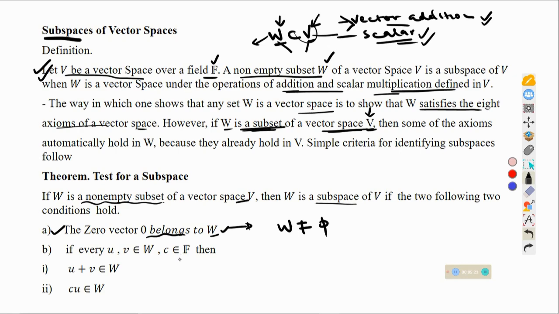Two, to talk about scalar multiplication and vector addition: when you pick any two vectors from W, for example U and V, and you have C as your scalar from the scalar field F, then the vector addition, that is U plus V, must be in W. At the same time, if you have C and a vector U from W, then the scalar multiple C times U should also be in W. So it should hold for vector addition and scalar multiplication.